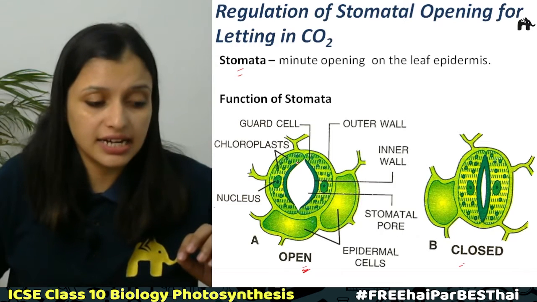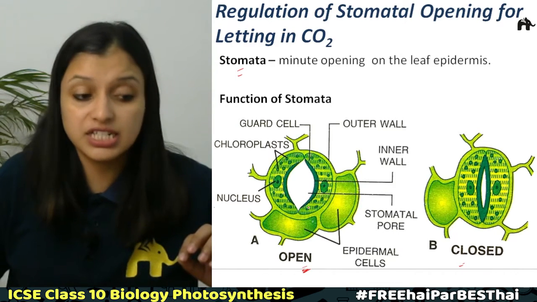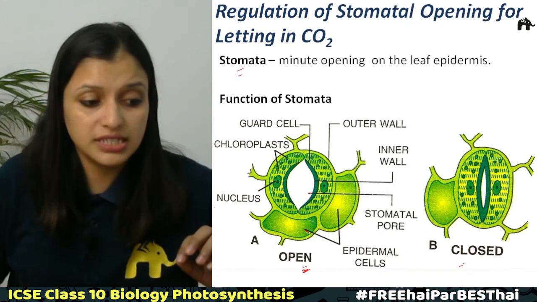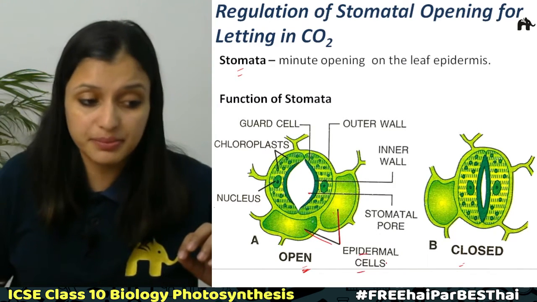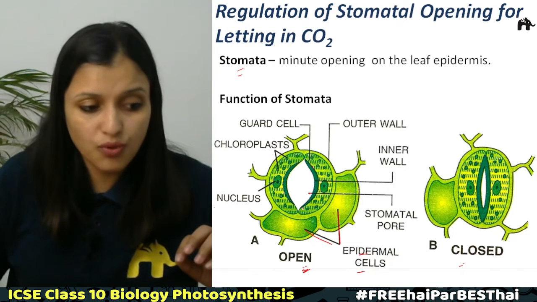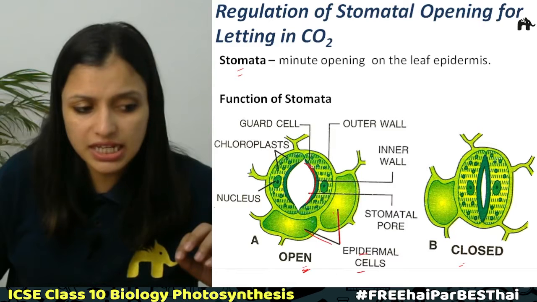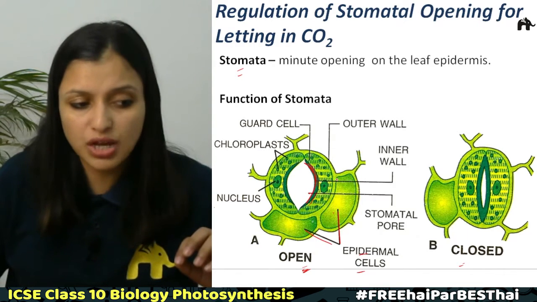So these are the guard cells, right? These kidney shaped cells are the guard cells. This is the stomatal pore. These outside cells are the epidermal cells. This is the inner wall of guard cells. This is the outer wall. So you can see this inner wall is thicker as compared to the outer wall.